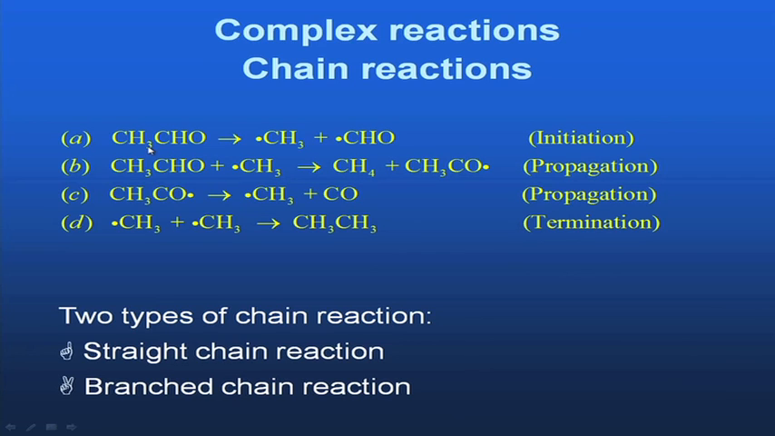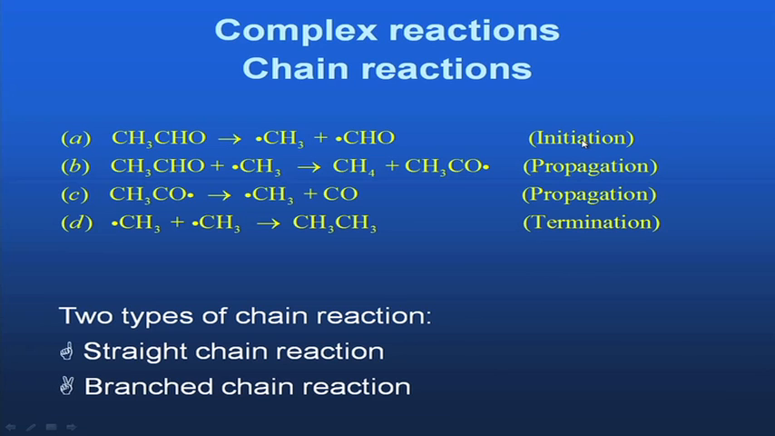CH3CHO produces first a CH3 radical and a CHO radical. This mechanism is proposed in this way, and then CH3CHO again reacts with another CH3 radical producing CH4, that is this one snatches one hydrogen from here producing CH3CO radical and CH4, then CH3CO producing CH3 dot and CO. So, these two steps are called propagation, that is, this chain reaction is being propagated. So, this is the starting point.